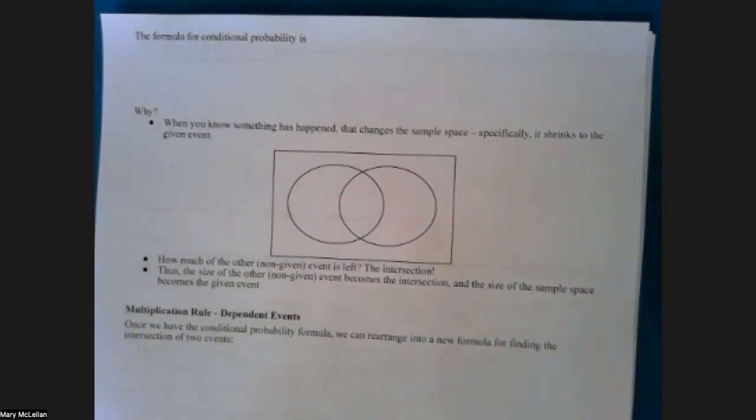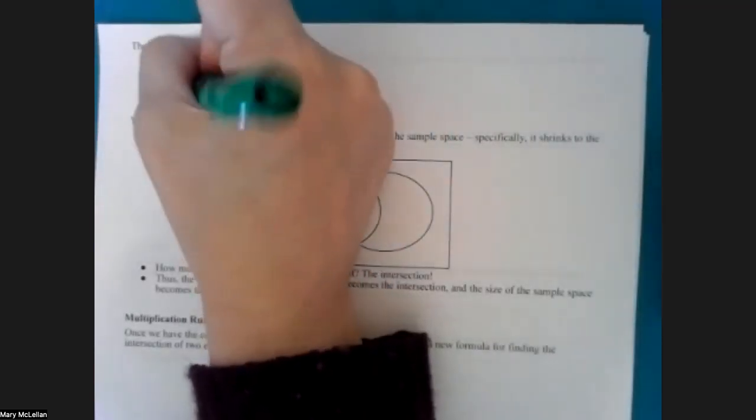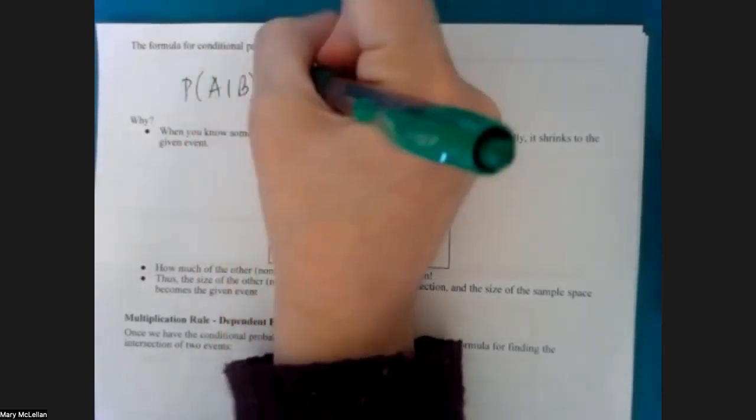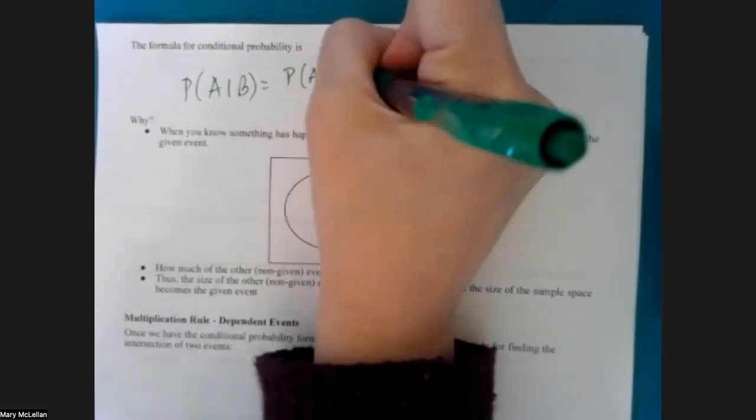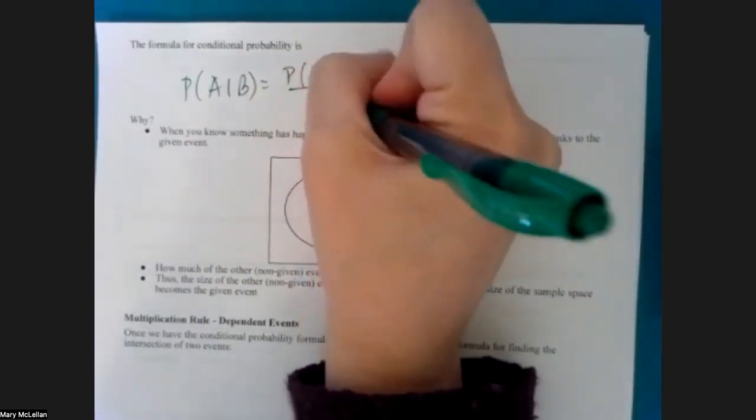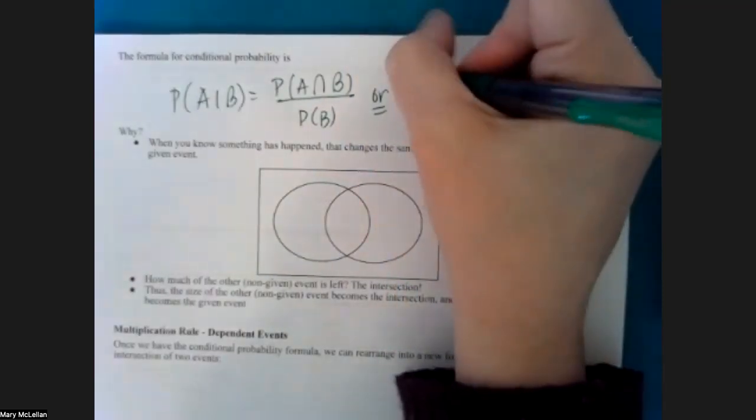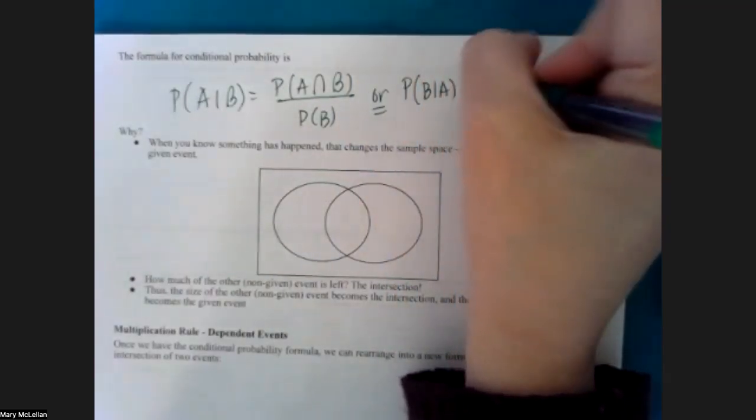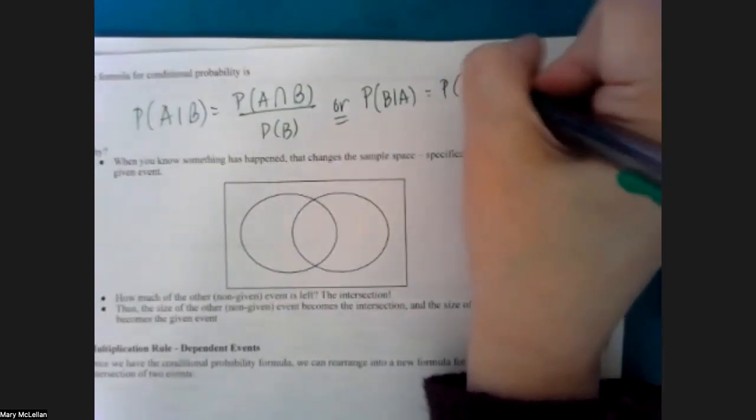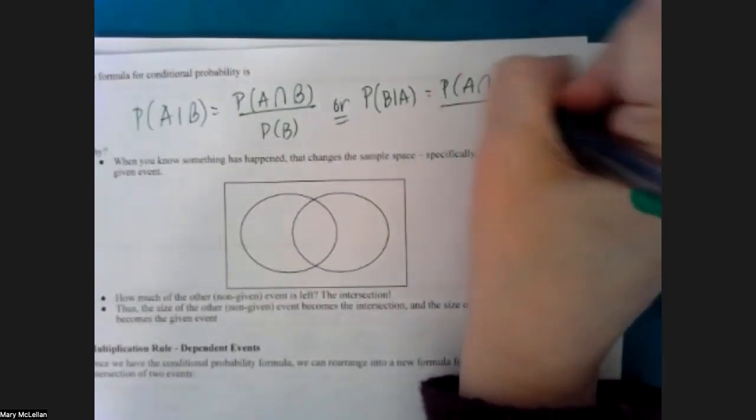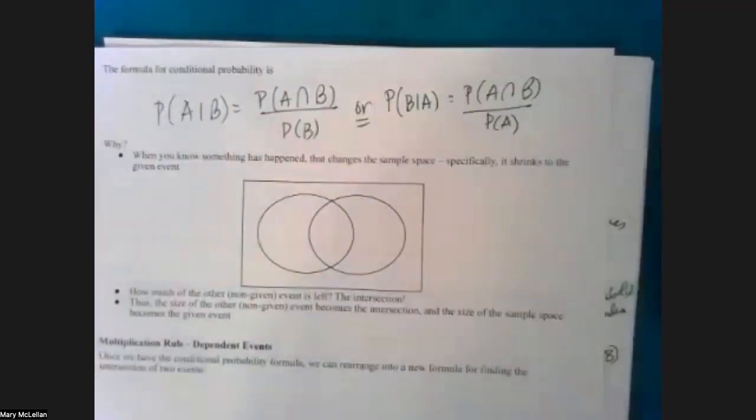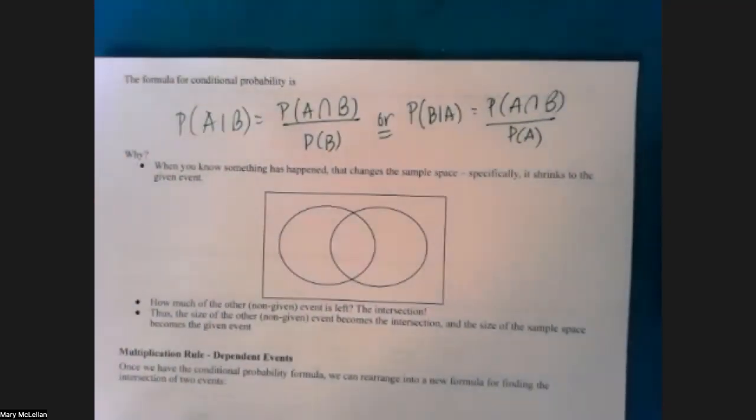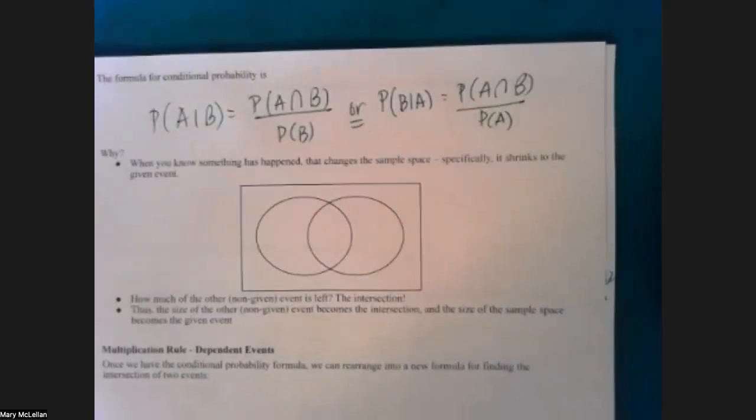Now, the formula for conditional probability is probability of A given B equals the probability of A and B divided by the probability of B. Or symmetrically, the probability of B given A equals the probability of A and B divided by the probability of A. And you might be thinking to yourself, what? What?